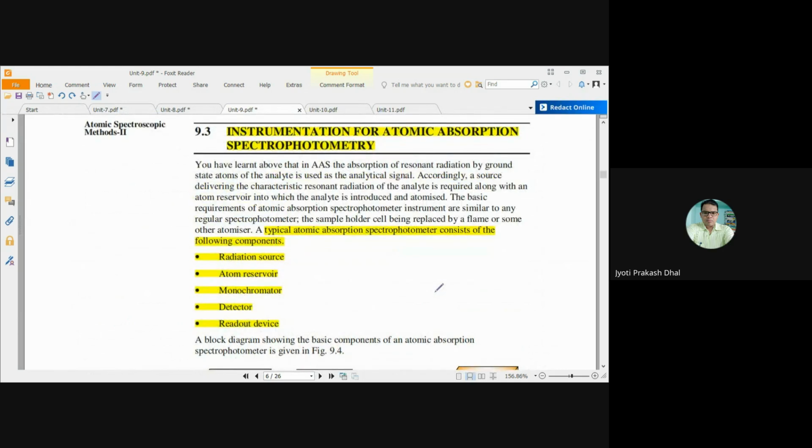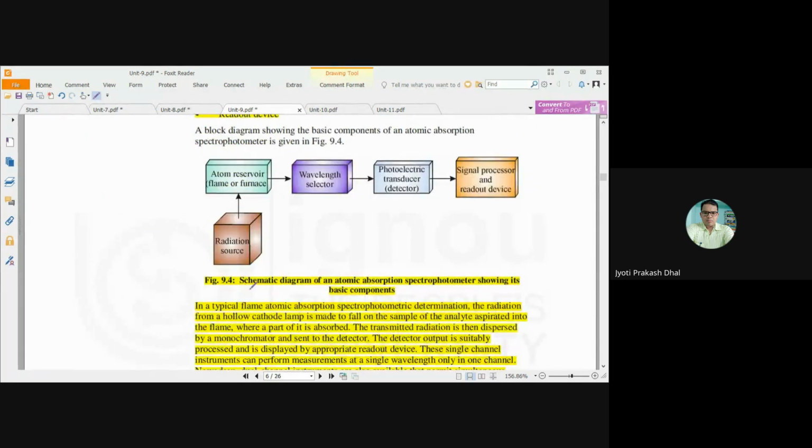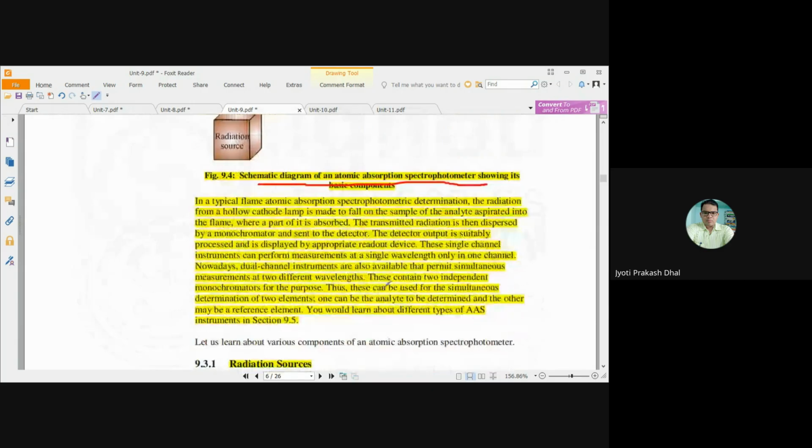Now coming to the instrumentation for atomic absorption spectrometry. A typical atomic absorption spectrometer consists of the following components: radiation source, atom reservoir, monochromator, detector, and readout device. So this is the schematic diagram of the atomic absorption spectrometer showing the basic components.